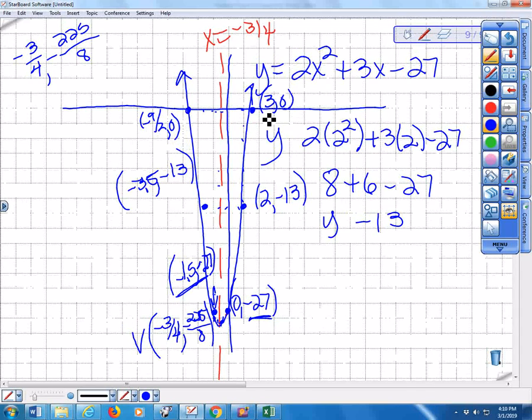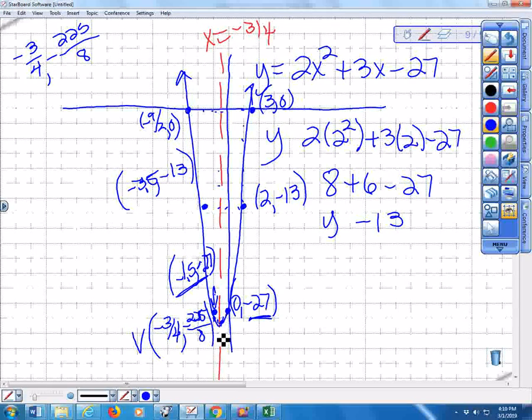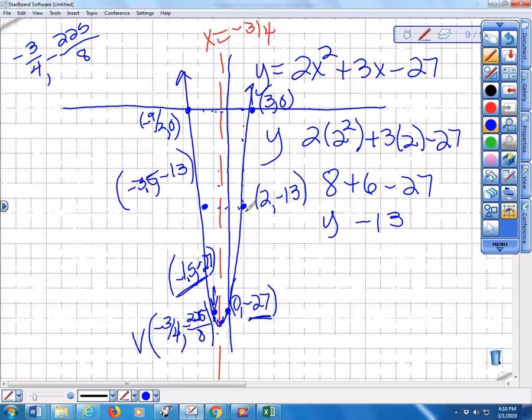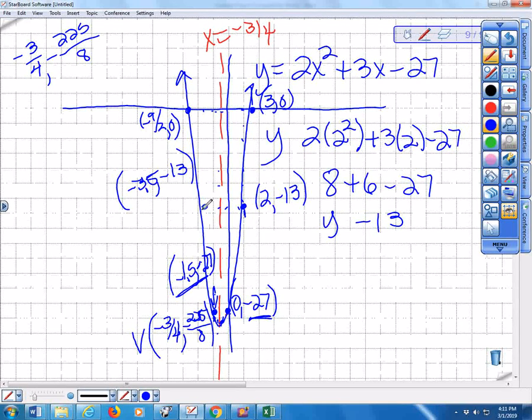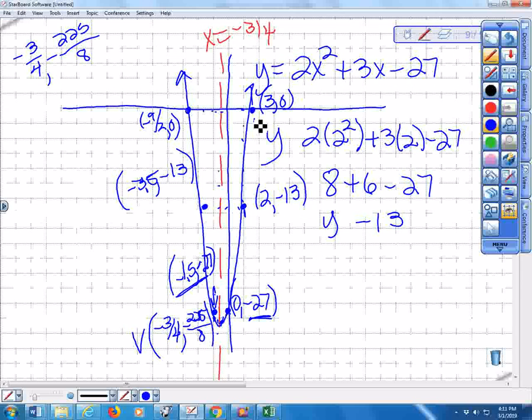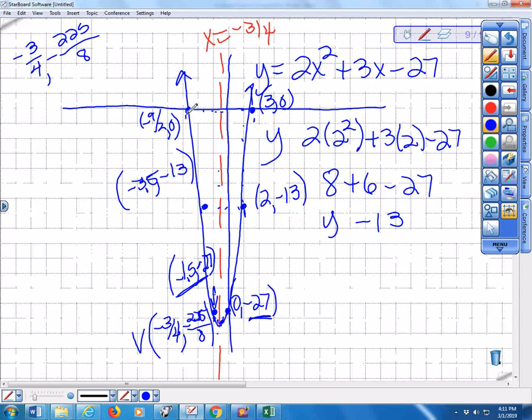Okay, so I found the vertex. I found the y-intercept. I mirrored that over the axis of symmetry. I found another point. I could have chosen 1, 2, 3, whatever number you want. I found that point. I mirrored it over the axis of symmetry. I knew the zeros because I solved for those in the last step, plotted those, and now I've got enough to just get a general sketch of my parabola.